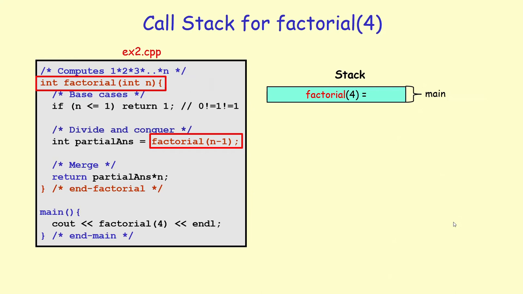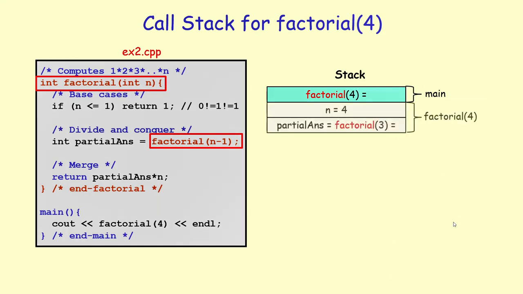Initially we are inside main, so we are making a call to factorial 4. When we make a function call, the space for arguments, the parameters of the function, and the local variables will be allocated. So we'll be in the context of factorial 4. A function invocation frame, or call frame, is allocated for factorial 4 with the parameter value being 4. Partial answer is undefined at this point, but we are making a recursive call to factorial 3.